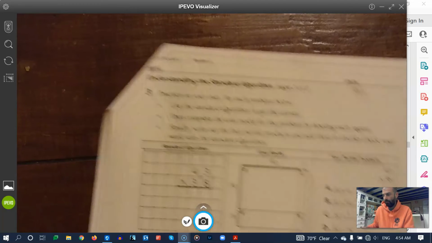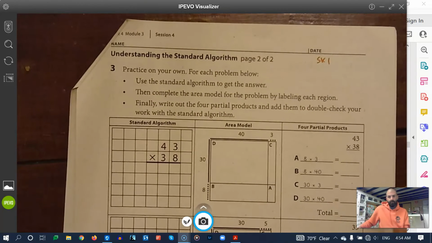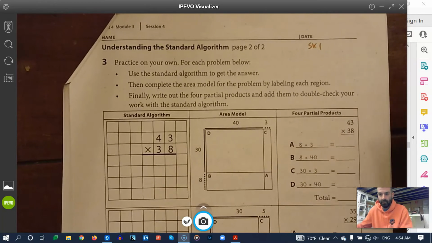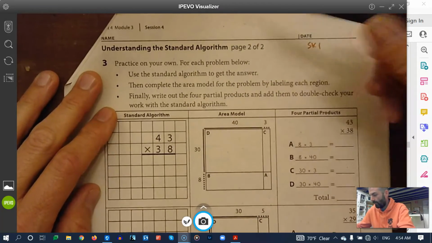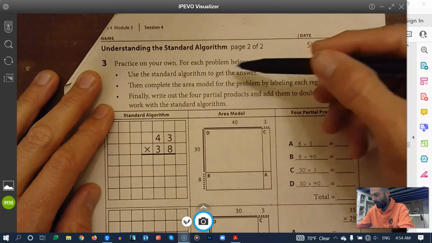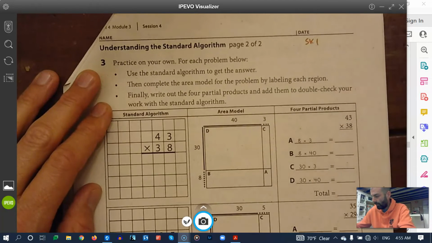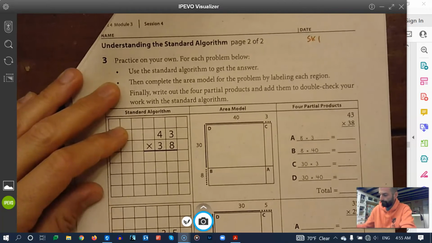All right, so have fun with this practice. You're going to get to learn the standard algorithm, which is awesome. And again, pause and use the video as you see fit. But I'm going to go ahead and solve this stuff now. Practice on your own. For each problem, use the standard algorithm to get the answer. Then complete the area model for the problem by labeling each region. Finally, write out the 4 partial products and add them to double check your work with the standard algorithm.